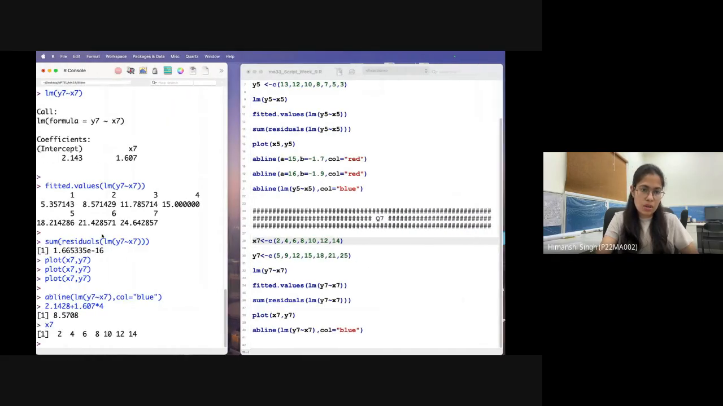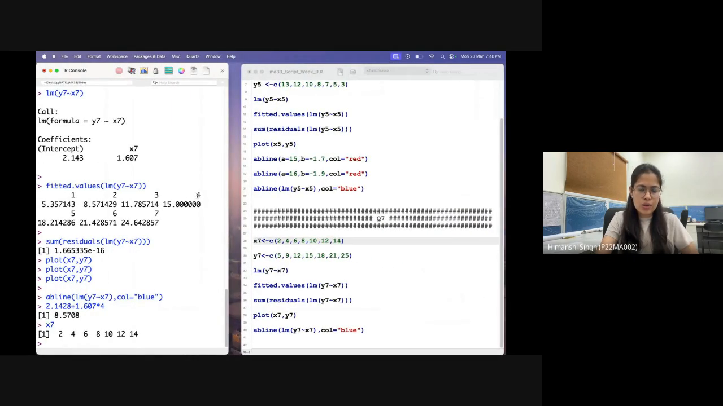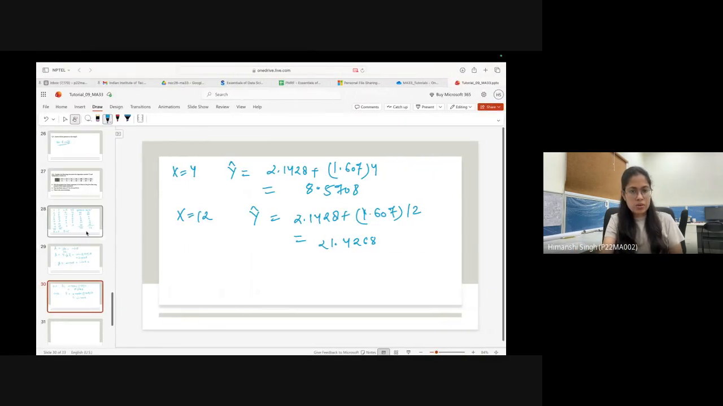So yeah, there was a confusion. I was thinking that it is x equal to 4 here, and corresponding to 4 it is coming like 15. But it is not corresponding to x equal to 4, it is corresponding to x equal to 8, the fourth value of x7, right? Okay. So this was about it.